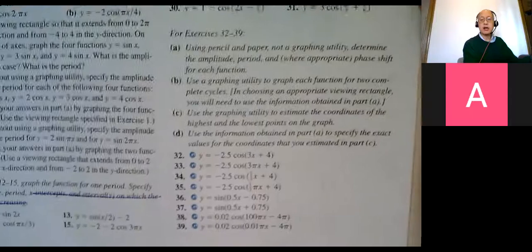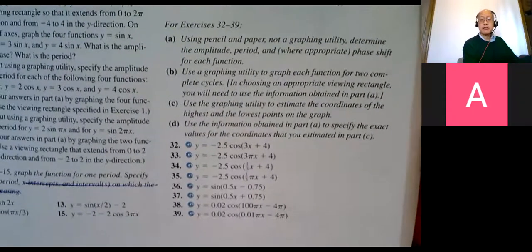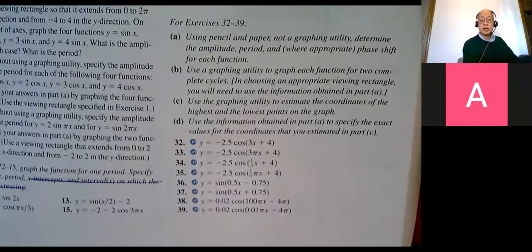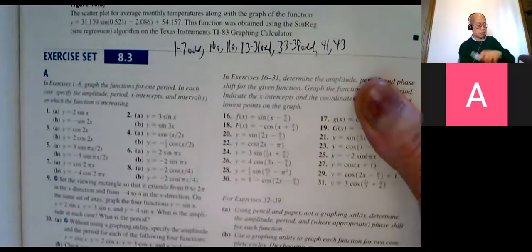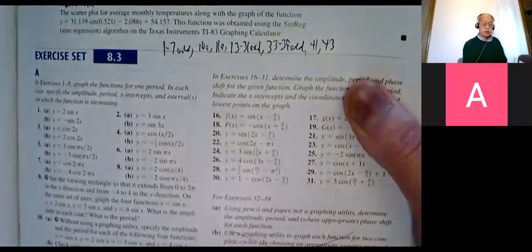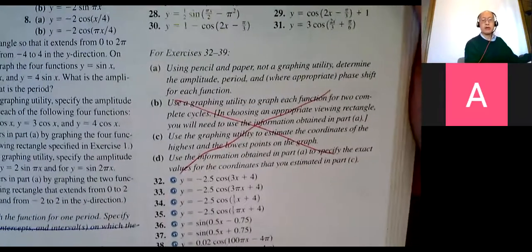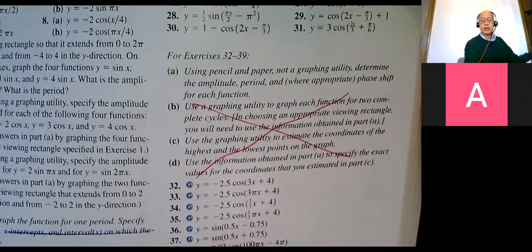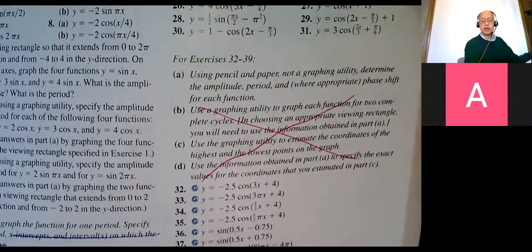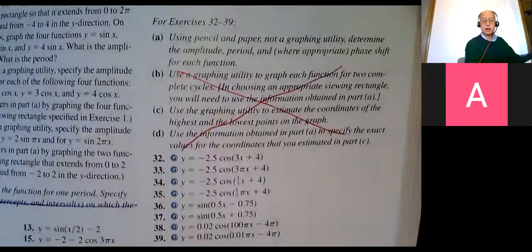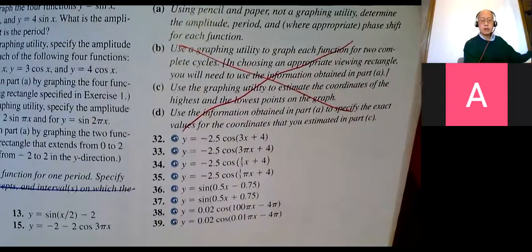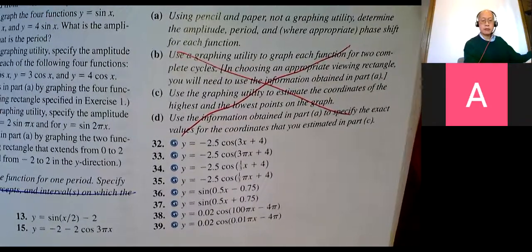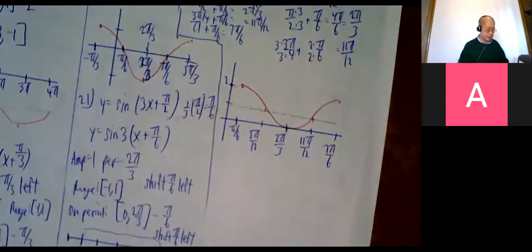Okay, for 33 and on, skip the graphing utilities. So never mind about B, C, and D. Only do part A. Amplitude, period, phase shift, and so on. Okay, so how do we do that? How about I'll set you up for 33? It's not going to be that nice.